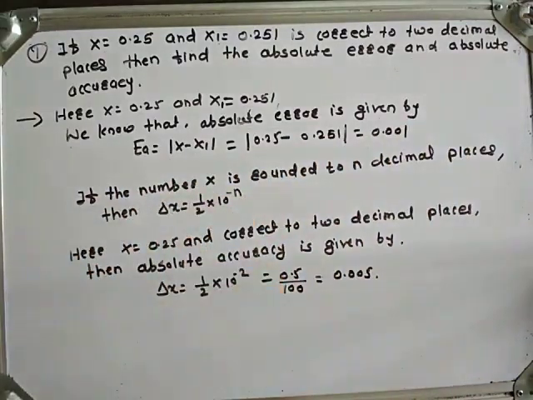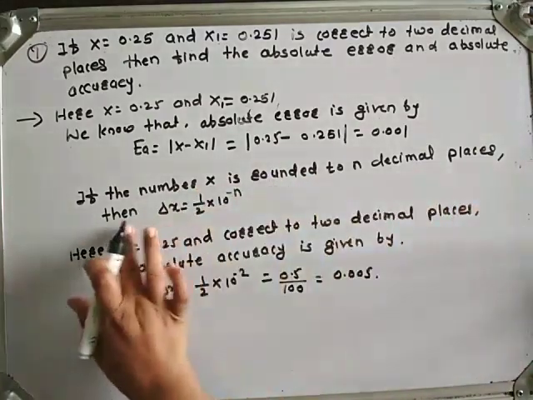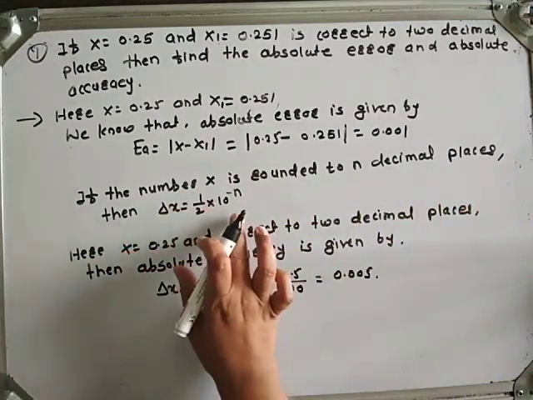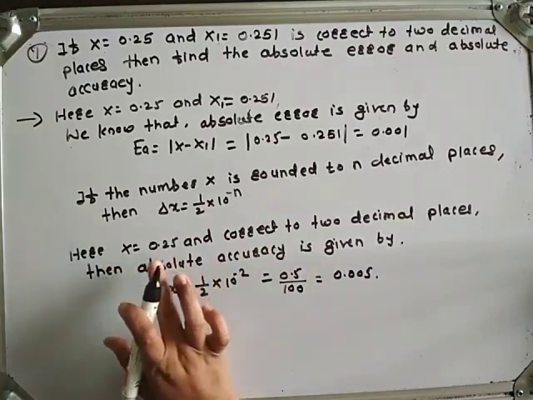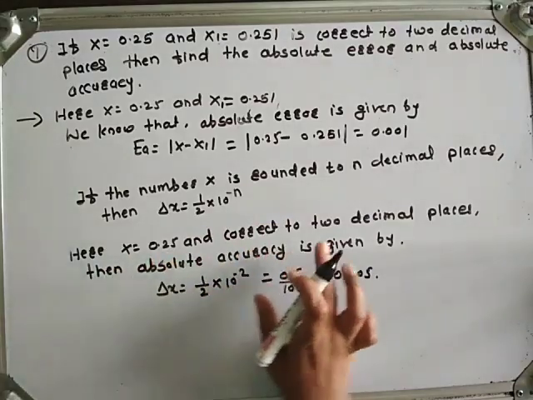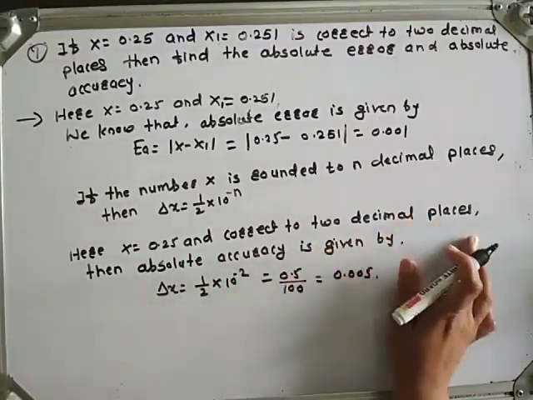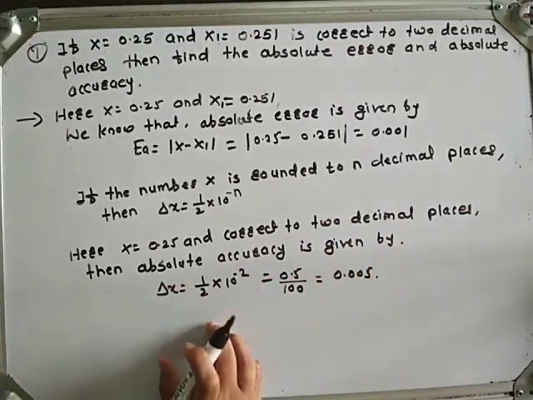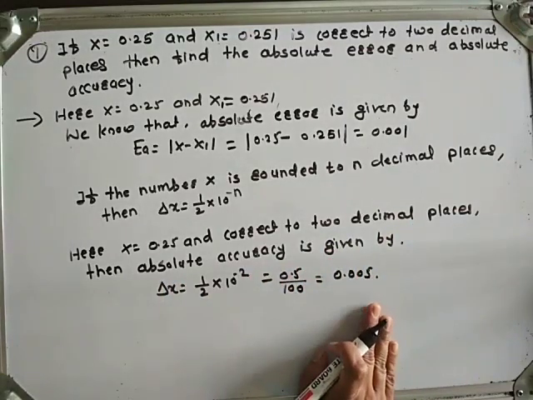As we have seen in the remark, if a number x is rounded to n decimal places, then absolute accuracy delta x is equals to 1/2 into 10 raised to minus n. So here x is equals to 0.25 and it is correct to 2 decimal places, that is, it is rounded to 2 decimal places, then absolute accuracy is given by delta x is equals to 1/2 into 10 raised to minus 2, which is equals to 0.005.